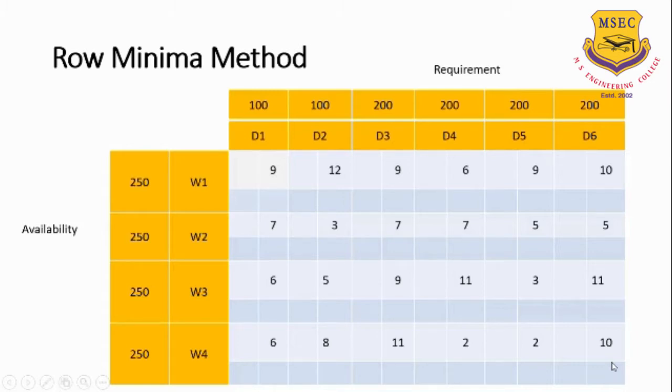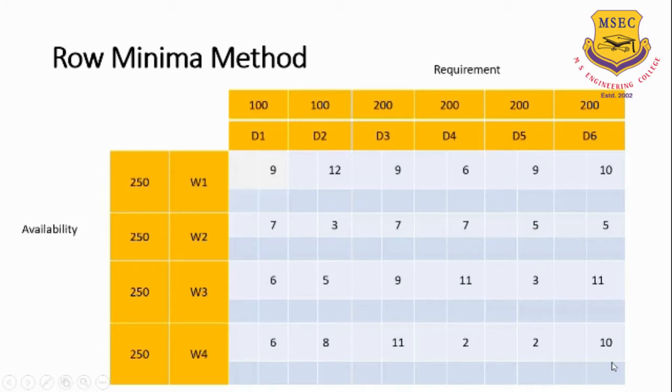and let's also consider the destinations D1, D2, D3, D4, D5, D6 with the requirements of 100 units at D1, D2, 200 units at D3, D4, D5, D6. The cost of transportation per unit of goods transferred is also indicated in the matrix. 9 is the unit cost of transportation for transporting the items from W1 to D1, and 12 is the cost of transportation from W1 to D2, etc.